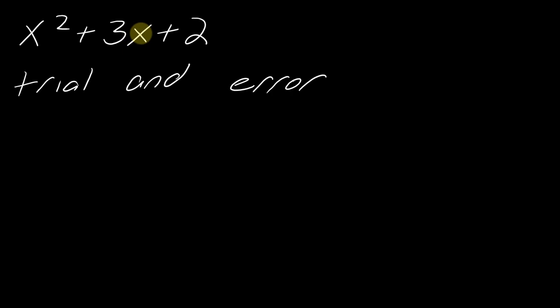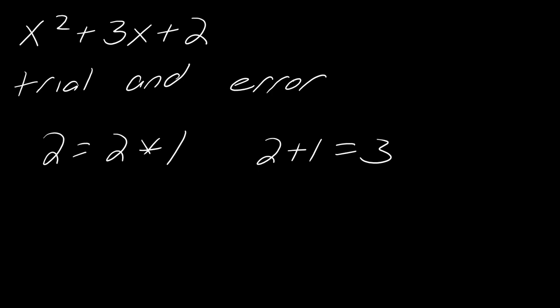I call this trial and error, but actually when you have a polynomial of this form, it's really not too much error. So for instance, if I have x squared plus 3x plus 2, I need two numbers that multiply to 2 but add to 3. Well, 2 is a prime number, so this is a nice straightforward one, because the only way to multiply to 2 is 2 times 1, and of course 2 plus 1 equals 3. So you'll notice I've multiplied to 2 and added to 3, so that's exactly how you are going to factor this.